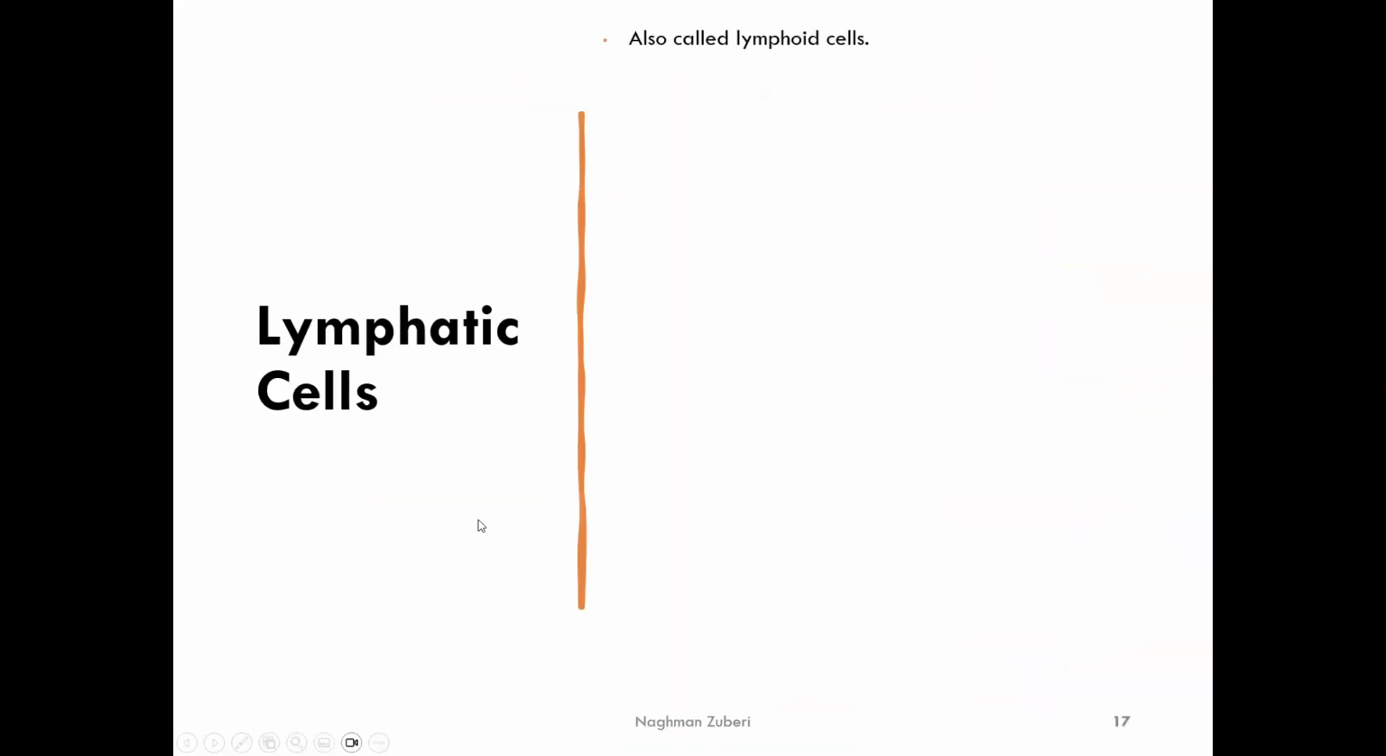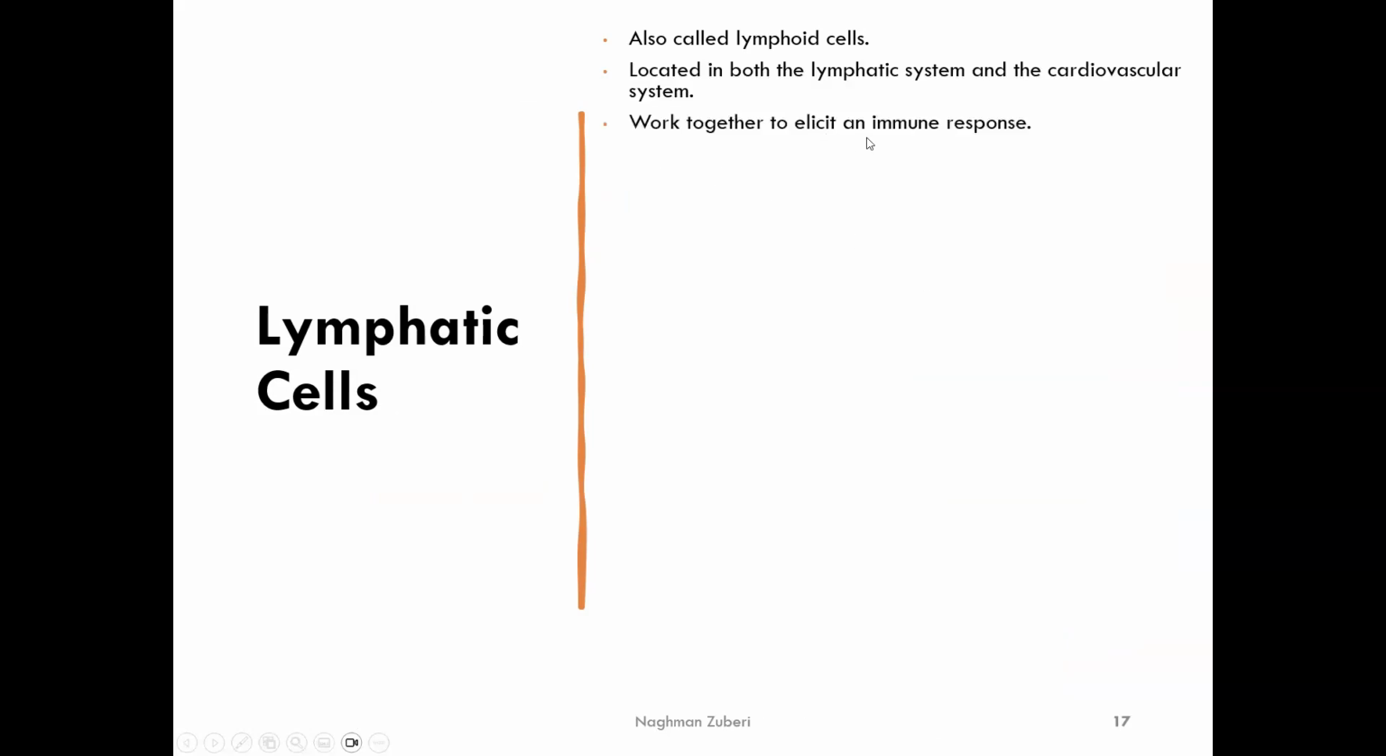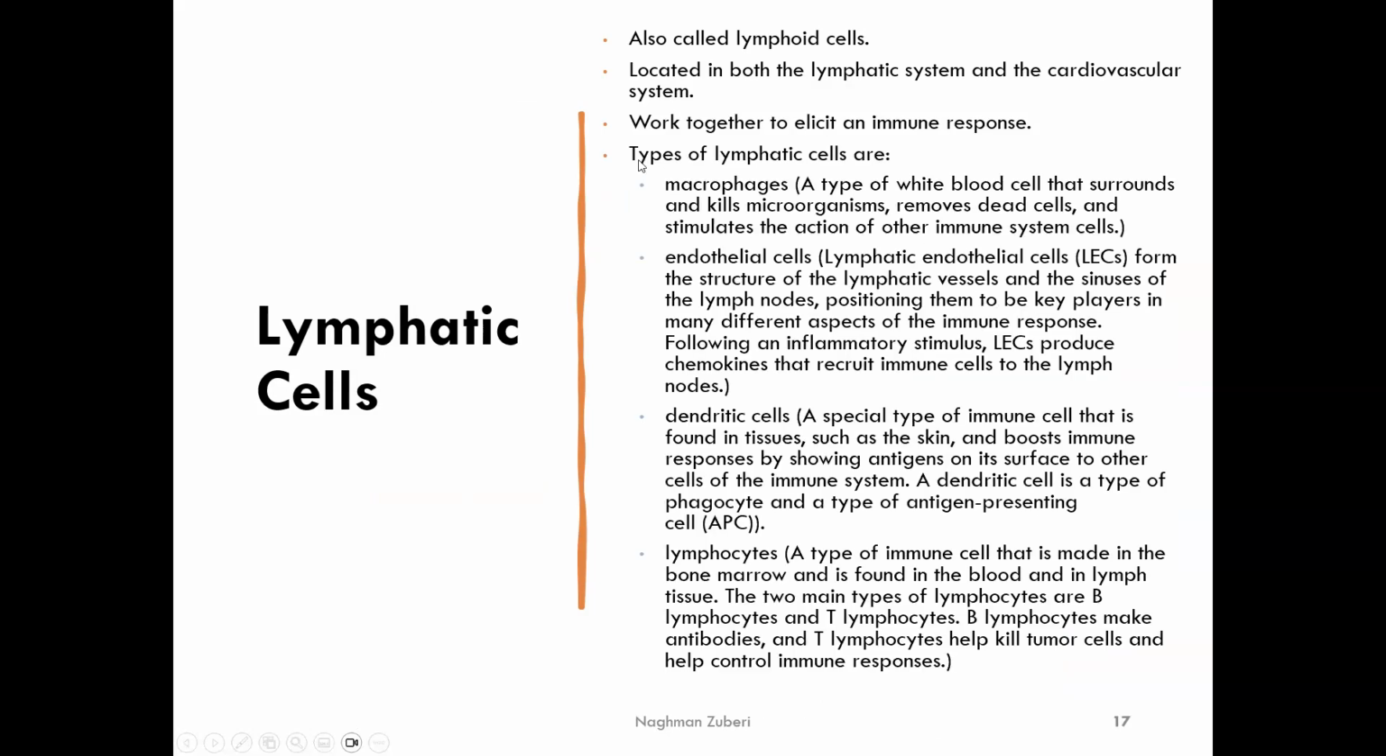Lymphatic cells. They are also called lymphoid cells. They are located in both the lymphatic system and the cardiovascular system. They work together to elicit an immune response. Now let's see what are the different types of lymphatic cells.